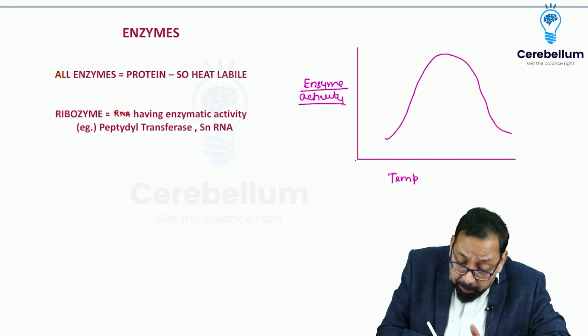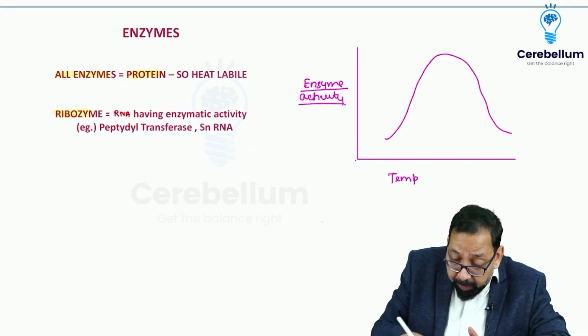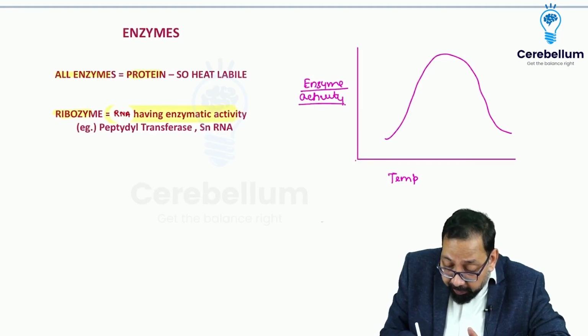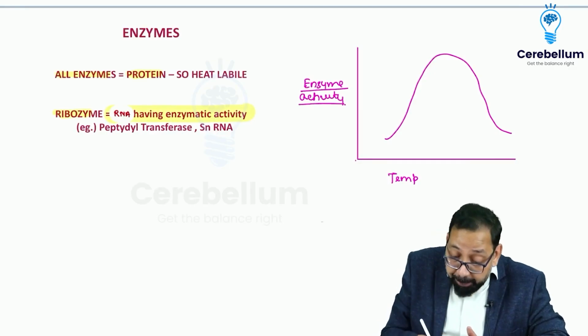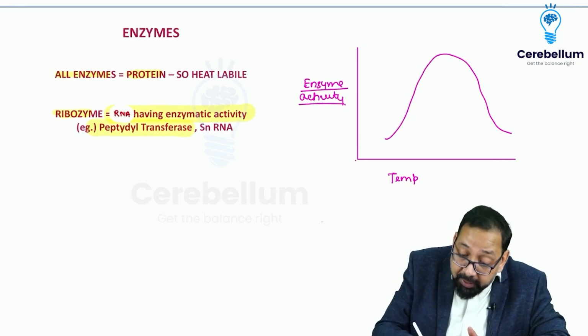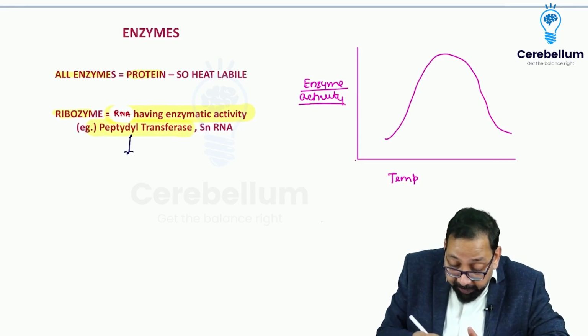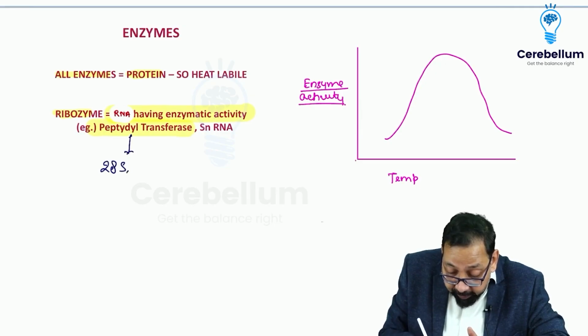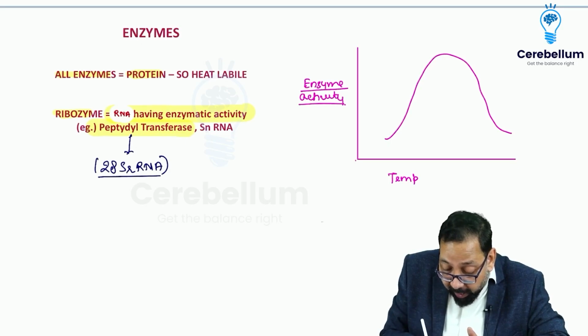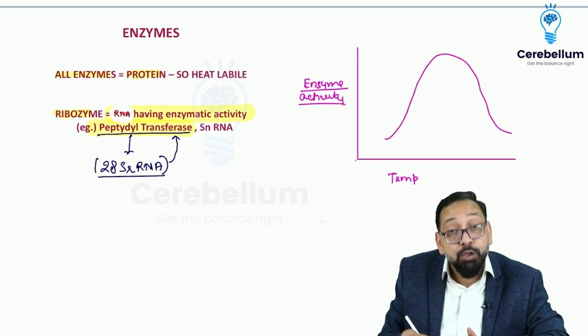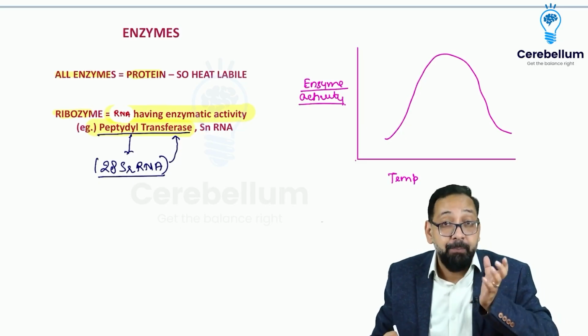All enzymes are protein except ribozyme. Ribozymes are RNA having enzymatic activity. Peptidyl transferase is an enzymatic activity present in 28S ribosomal RNA. So 28S ribosomal RNA is having enzymatic activity, peptidyl transferase. So peptidyl transferase is a ribozyme.